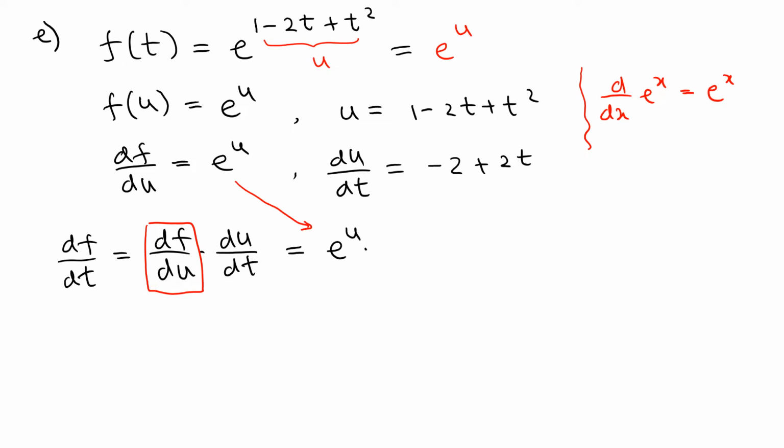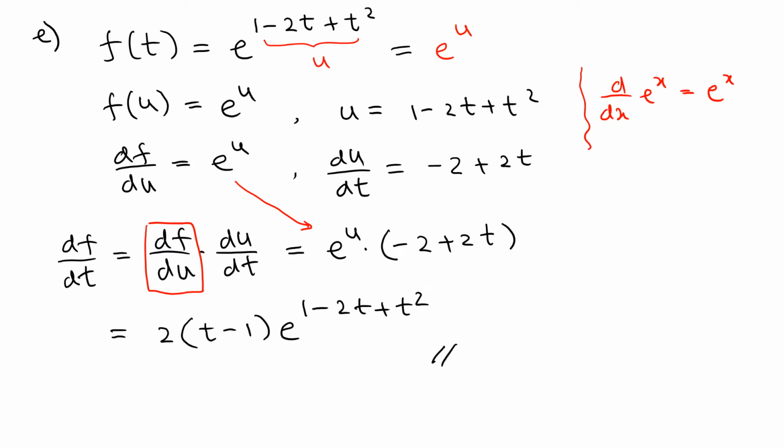And then times du over dt, which is negative 2 plus 2t, and then we can rewrite the final answer using t. And then also we can pull 2 out, and once you pull 2 out, you're going to get negative 1 plus t. We can write this one as t minus 1, and then e to the u is 1 minus 2t plus t squared. So that's the final answer.